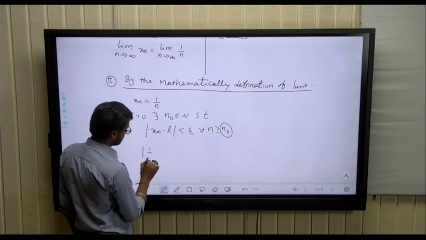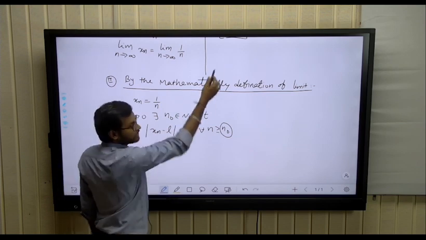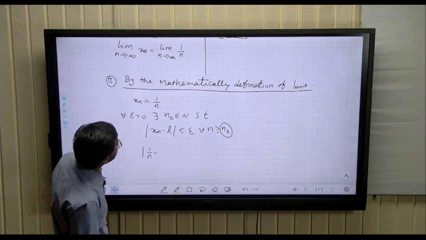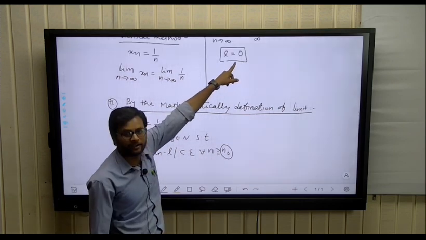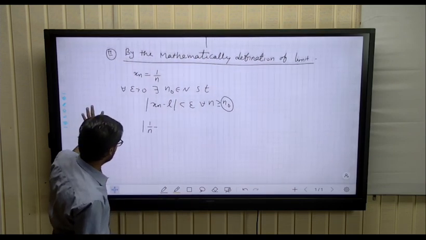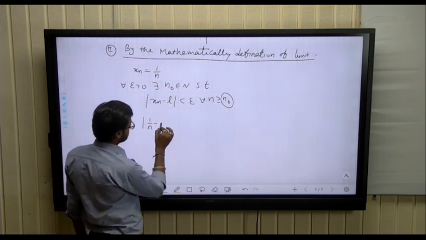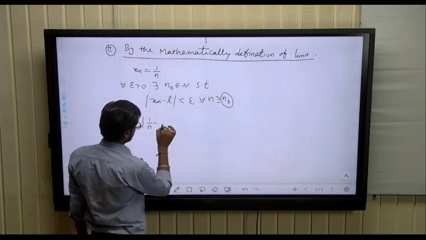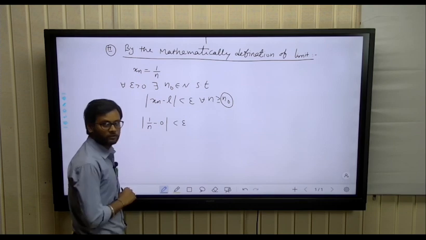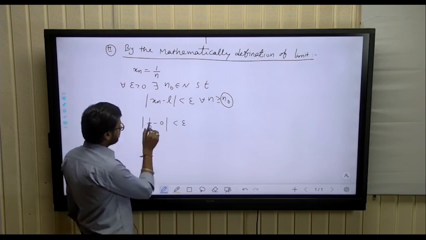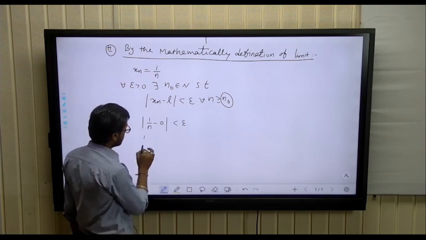So now we apply this definition on this sequence. We know xn is 1 upon n. We already found the value of L is 0. So we put L equal to 0 here: mod xn minus 0 less than epsilon. Now we solve it. 1 upon n minus 0 is 1 upon n.